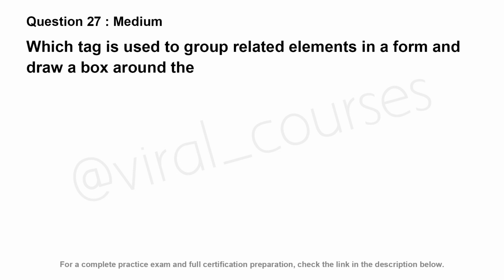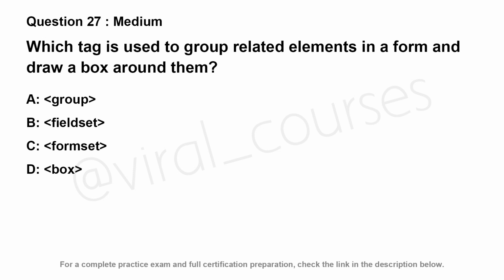Which tag is used to group related elements in a form and draw a box around them? Option A, <group>. Option B, <fieldset>. Option C, <formset>. Option D, <box>.